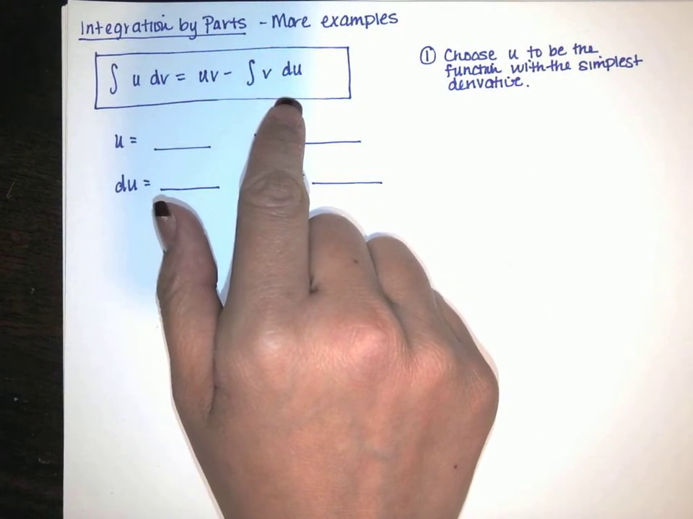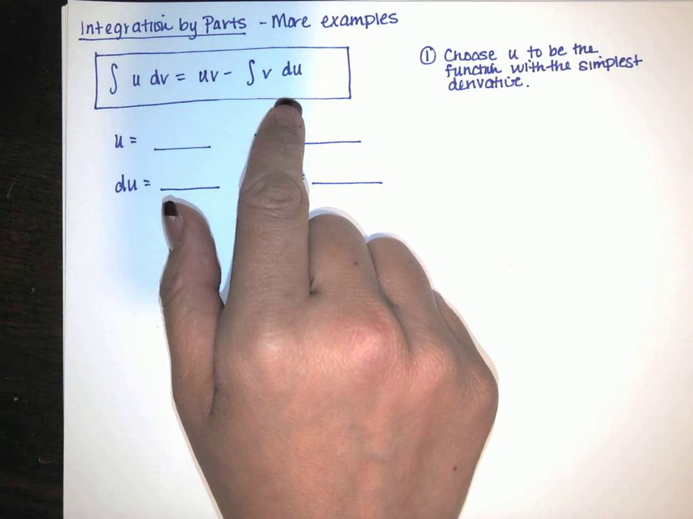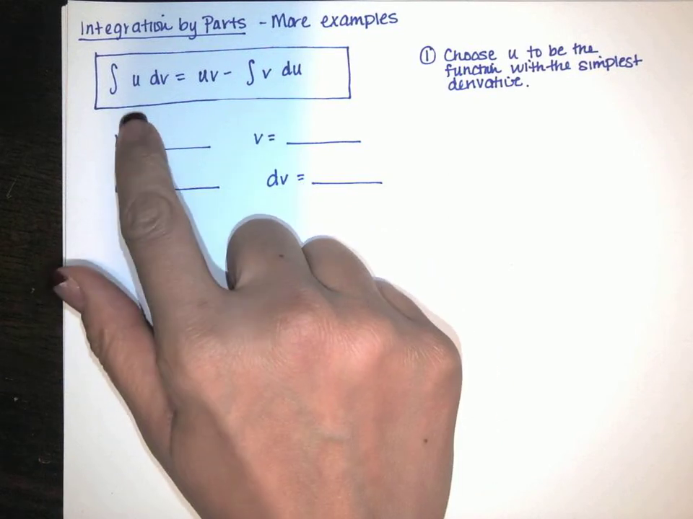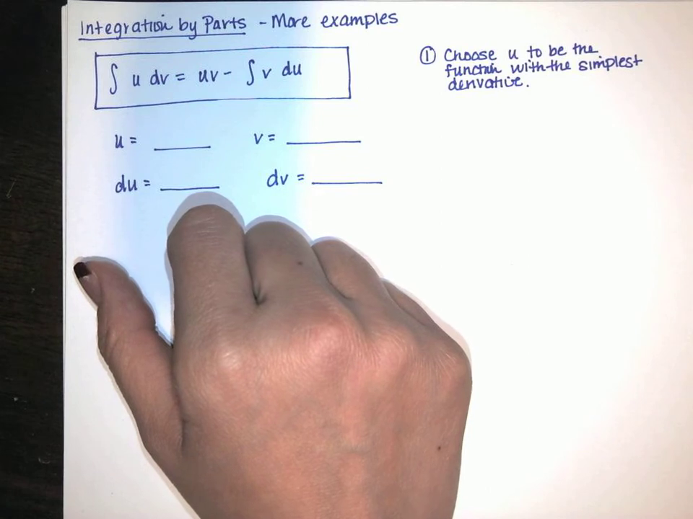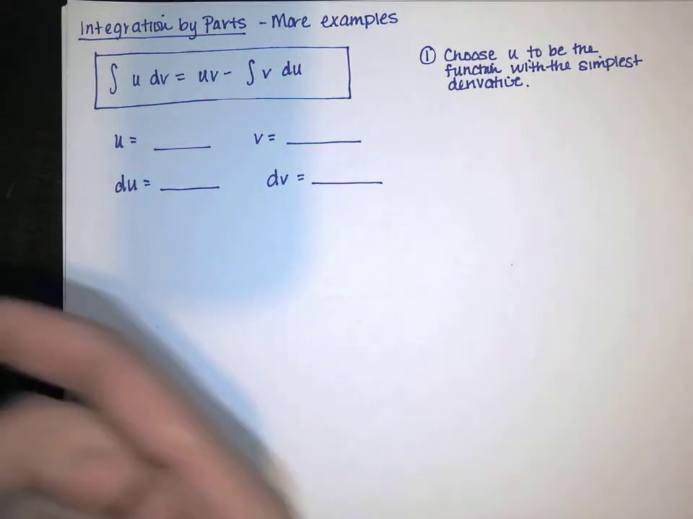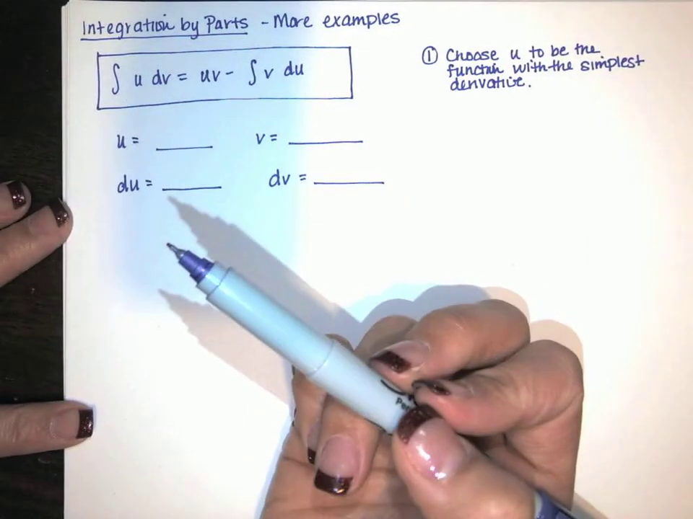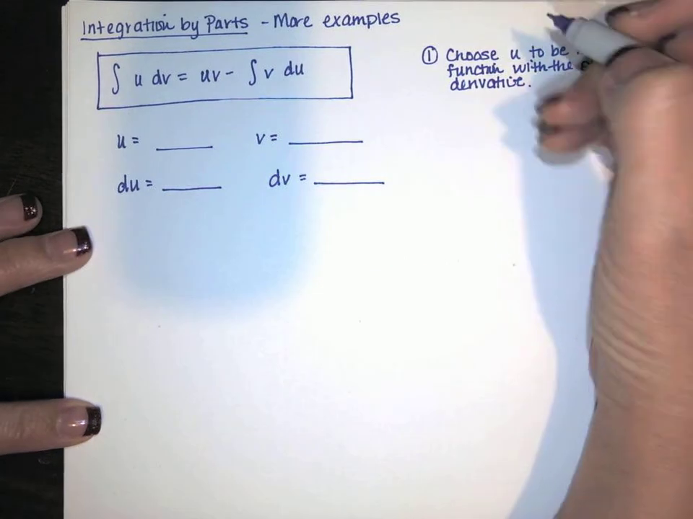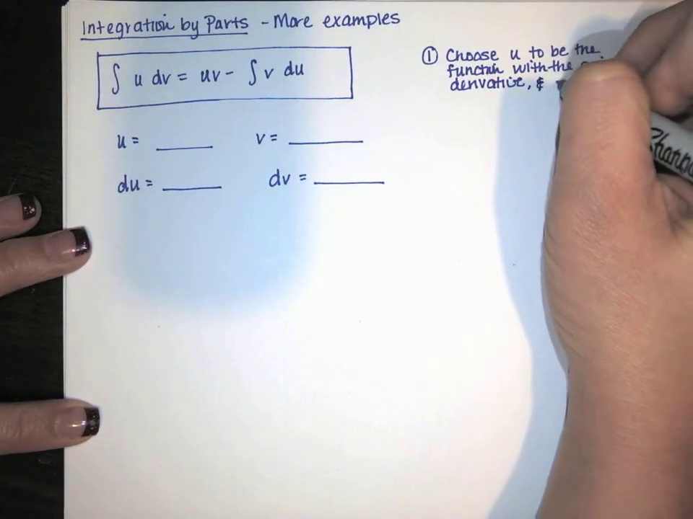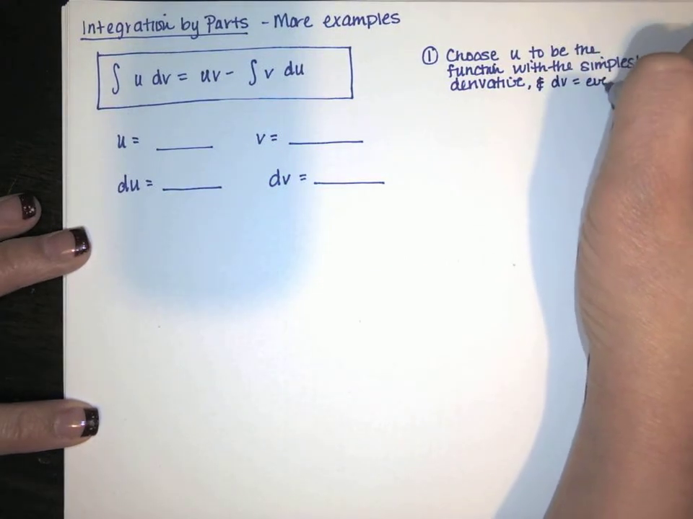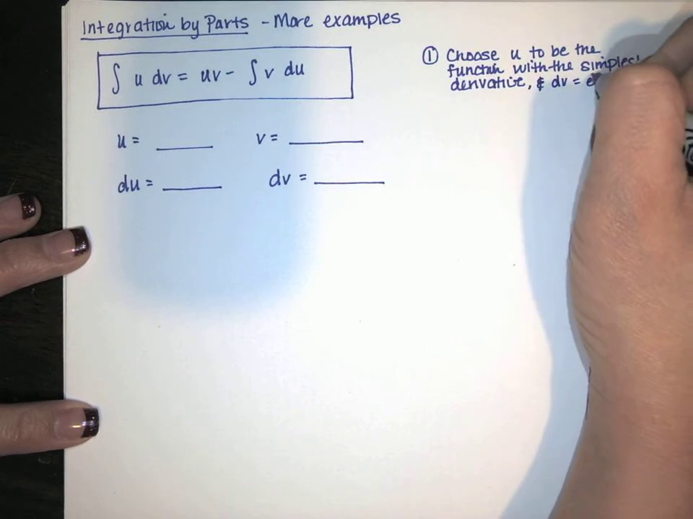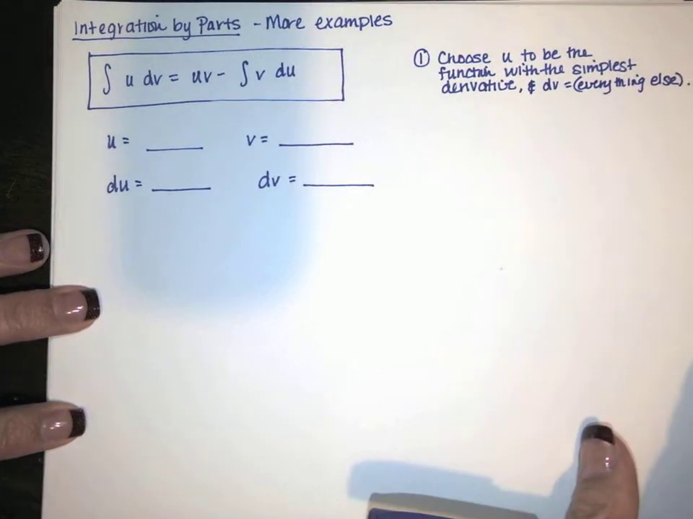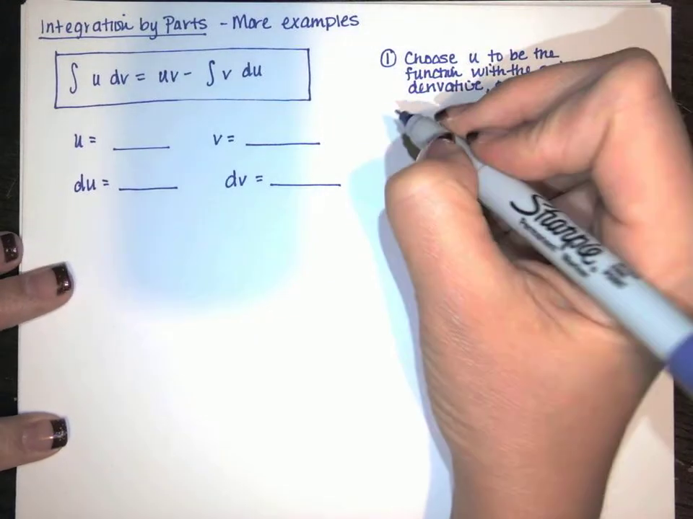In order to use this formula, the first thing we have to do with any integral is choose u to be the function with the simplest derivative. If you've already decided that integration by parts is the way to go, you're going to choose u to be the function with the simplest derivative, and then dv will be everything else, including the dx. Here are some guidelines.